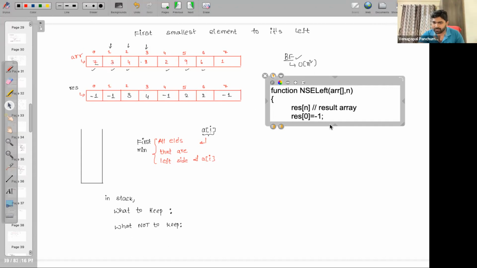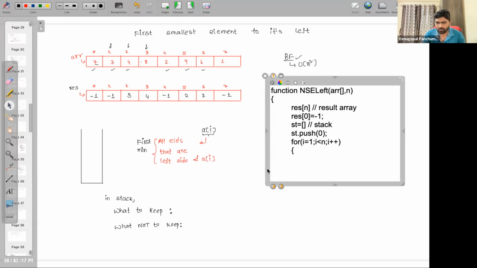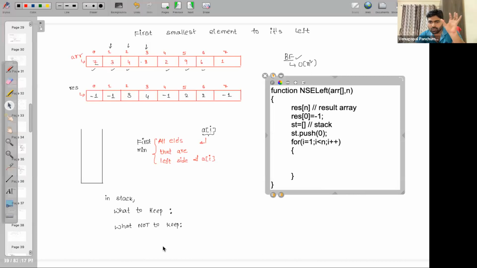Very good. Next, let me declare one stack initially. Now, inside the stack, push 0, because the first day was over. Now the real story starts from the first day onwards, which means from i equal to 1: for i less than n, i plus plus. I think so far everyone understood what I'm trying to do here.